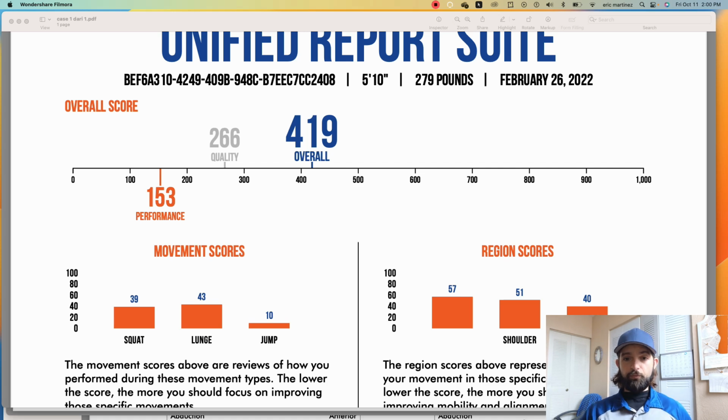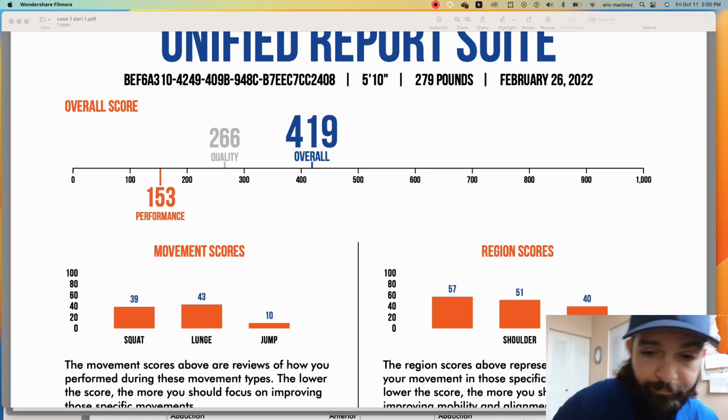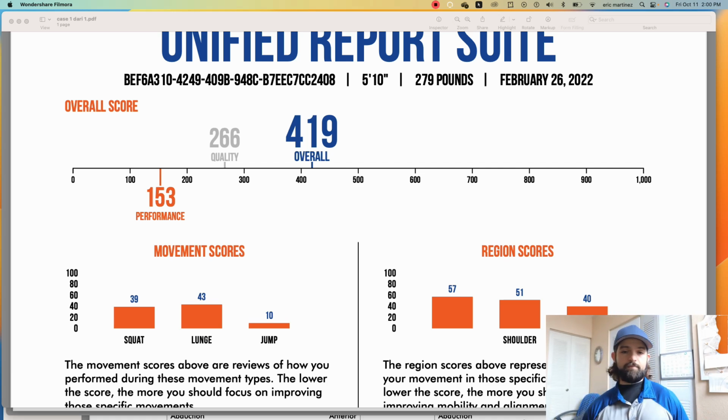We want to see numbers over 300. That's typically a good number, especially the performance if you're an athlete. But for a normal human being, we want good quality movement because it adheres to your sensory, right? That you know what's going on. Let me adjust real quick, guys.